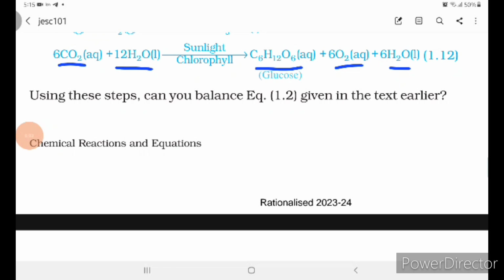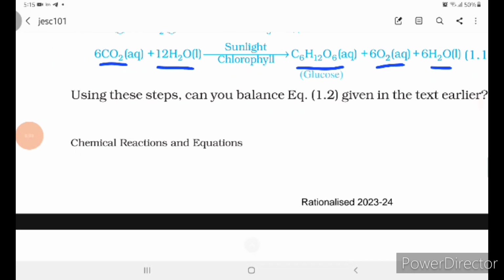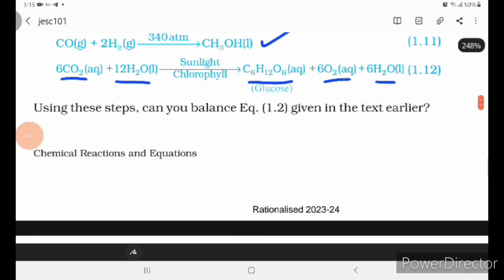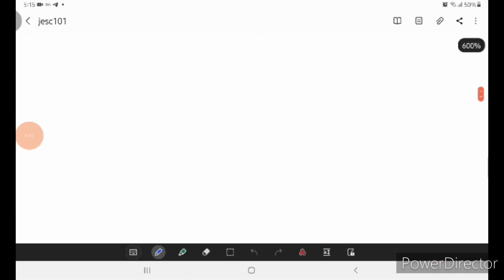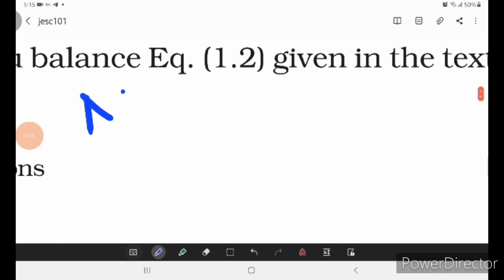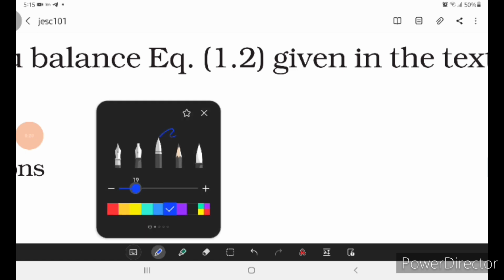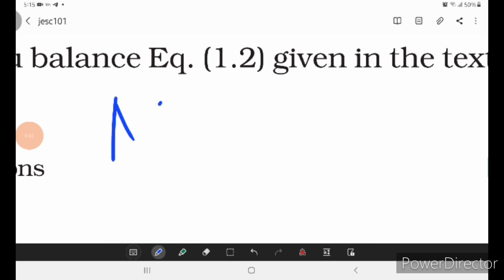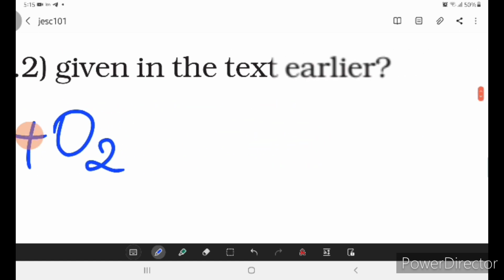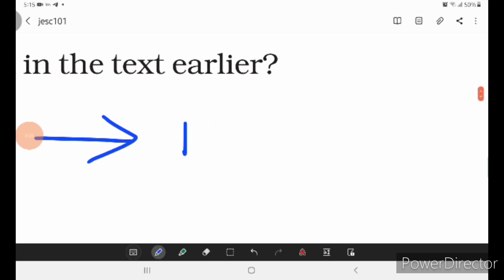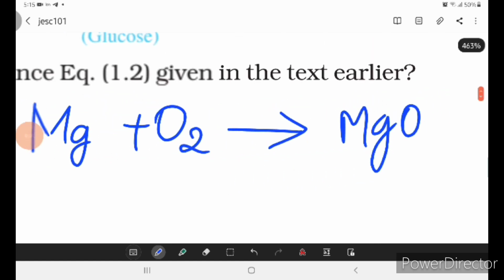Here they are asking us to balance equation 1.2 that is given in the text earlier. Now let us write the equation here. The equation is Mg plus O2 gives rise to MgO. Now let's try to balance this equation.